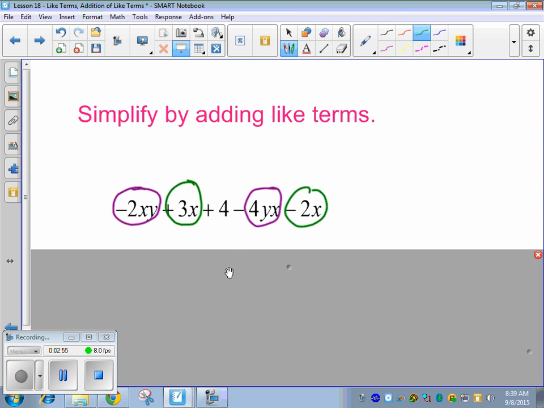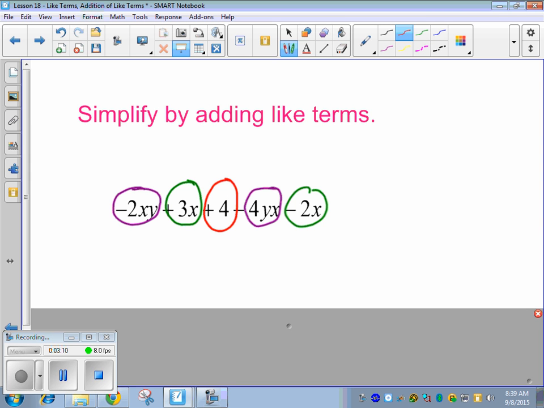Now this 4 is just sort of hanging out by itself, right? It doesn't have any variable on it, so we cannot combine it with anything else. It's the only one without a variable. It's just going to stay by itself. We can't squish it together with anything. So we're going to rewrite this. We're going to simplify it by combining these like terms.